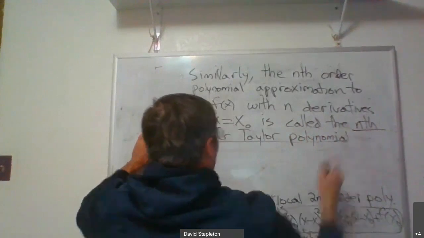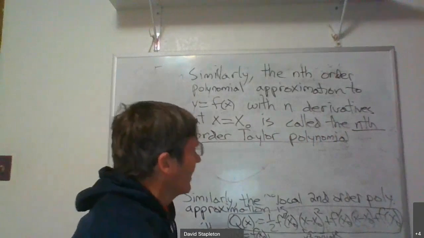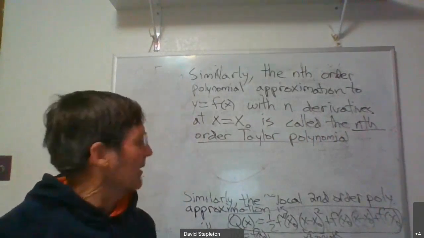Now, I've done this in reverse from the book. The book does the Maclaurin polynomials first and then does the Taylor polynomials. You can do it either way, and I'll show you in just a second.